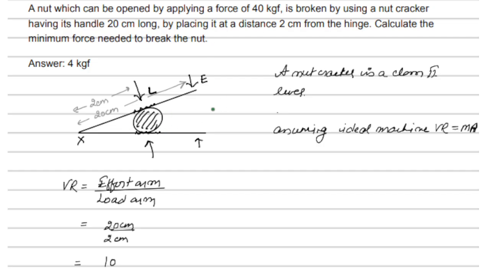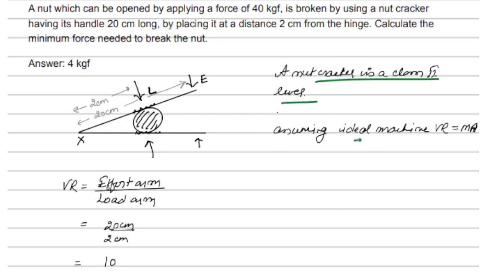So the minimum force needed to break the nut, actually the minimum effort which we need to apply. This is a diagram of a nutcracker. We keep the nut in between and we apply effort from here. So we apply less effort and we get more force here. It is a force multiplier. So the nutcracker, first thing is, it is a class 2 lever.